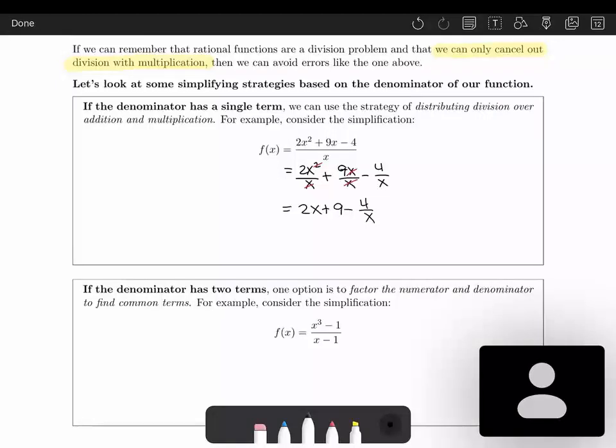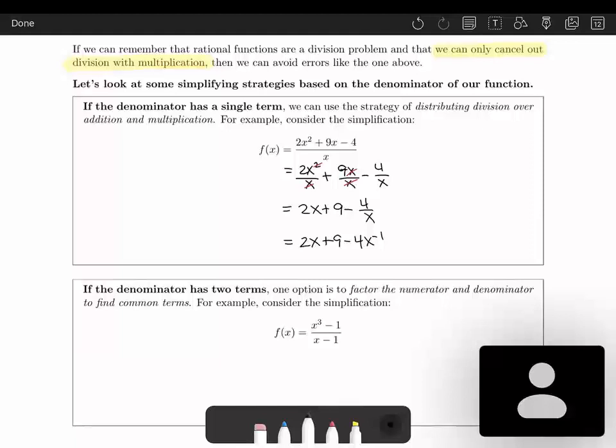And if we want to simplify this even more to look like just powers of x with coefficients added together, we can write this as 2x plus 9 minus 4x to the negative 1. So this last step is not essential. It depends on what we're going to use this for.